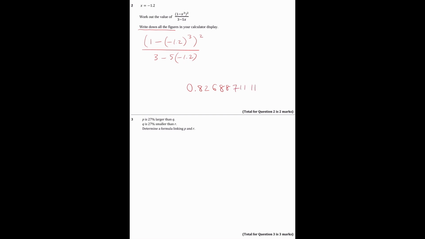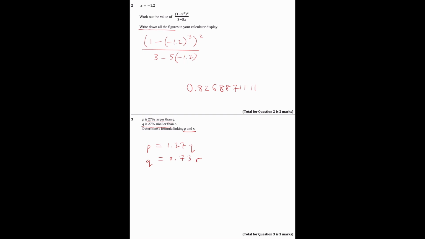Right, question 3. P is 20% larger than Q and Q is 20% smaller than R. Determine a formula linking P and R. So 20% larger than Q, I'm just going to write it as an equation as it said. So P equals 1.2 times Q. But Q is 20% smaller than R. So Q equals 0.8 times R. So I just need to link them together.